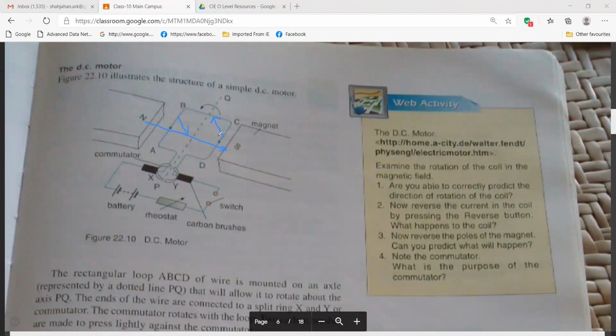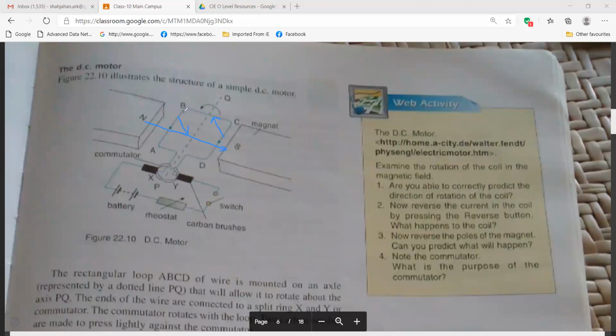Yes, sir. So did you take these notes? The thumb is showing us force which will push the part CD upwards, right? The part CD is pushed upwards by the force. That is showing you the thumb direction. Now if you are understanding it, then it's easy to understand AB also, right?